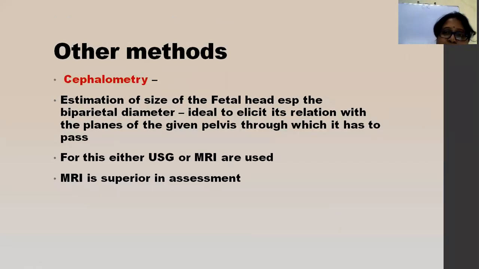Then what are the other methods? Other methods which we have seen are cephalometry, in which the size of the fetal head is estimated, especially the biparietal diameter, which is ideal to elicit because the biparietal diameter is the one which will negotiate the brim, the cavity and the outlet of the pelvis. We have to see the relation of the biparietal diameter to all the planes of the given pelvis through which it has to pass. For this, we can either use ultrasound or MRI. And MRI is always a superior method for assessment, and also there is less biological risk.